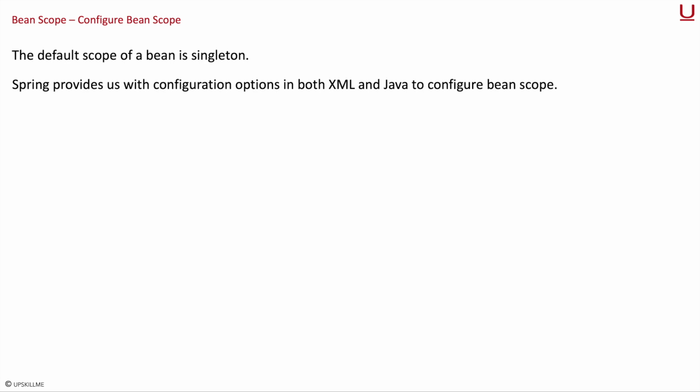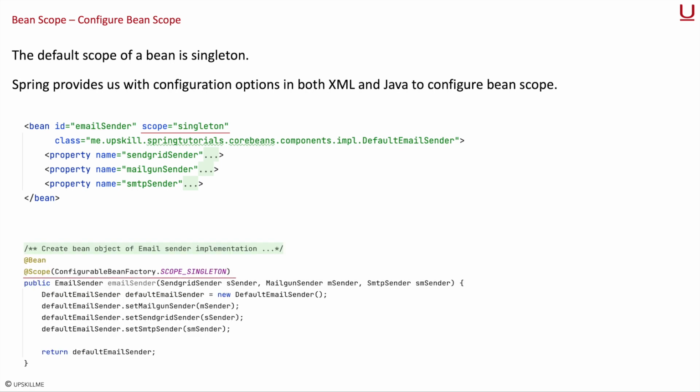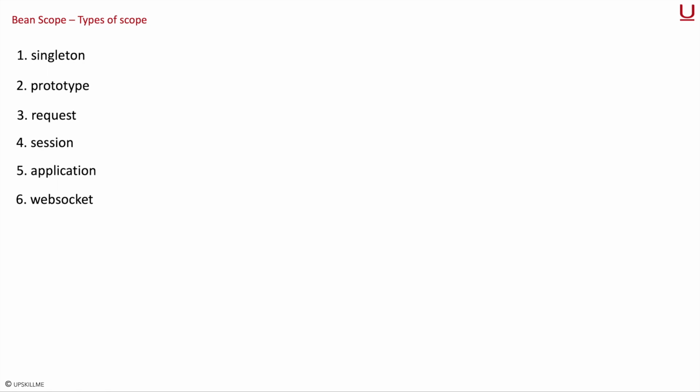Spring provides us with configuration options in both XML and Java to configure bean scope. To configure the scope in XML, use the scope attribute on the bean element like this. To configure the scope in Java configuration class, use the scope annotation on a method like shown here. Spring IOC container supports 6 different types of bean scopes. Let us have a look at each one of them.